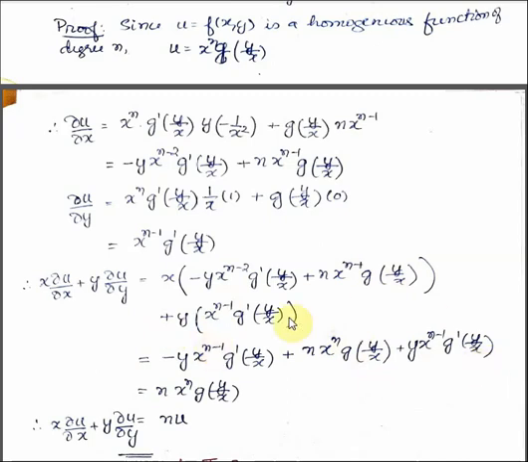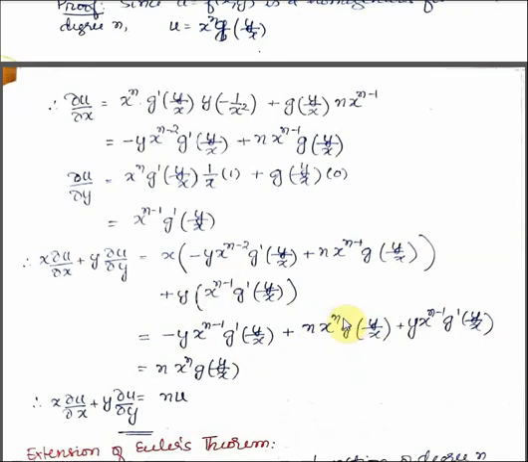Now these first and last terms are the same, plus and minus, they get cancelled. So what is left is n into x power n into g of y by x. What is x power n into g of y by x? That is nothing but my function u. Therefore, x power n into g of y by x is nothing but my u. This proves the Euler's theorem.